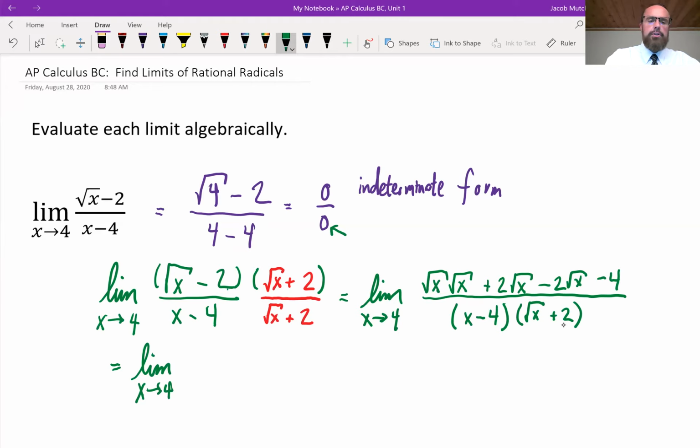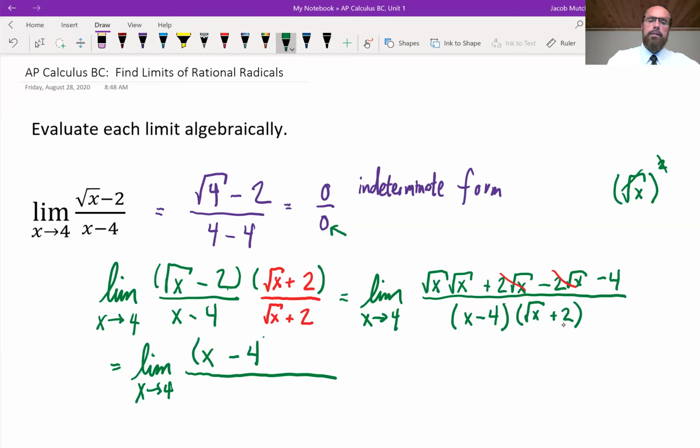And we're just going to start simplifying those terms that we did the distribution. So square root of x times square root of x is going to be x. You can think of that as the square root of x squared, and then the square and the square root are inverses. They cancel each other out. So that's just x. Plus 2 square root of x and minus 2 square root of x cancel each other. And minus 4 is all that's left.